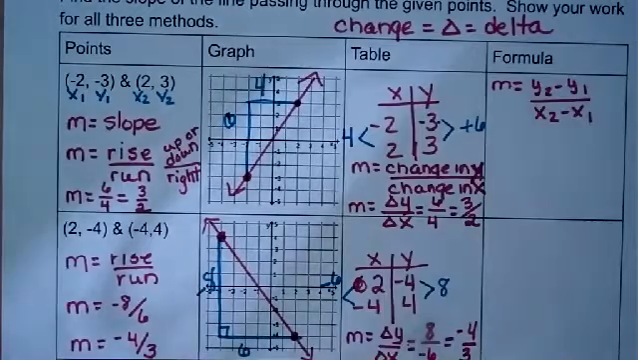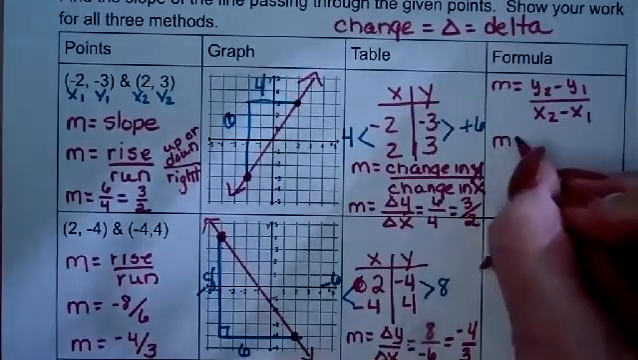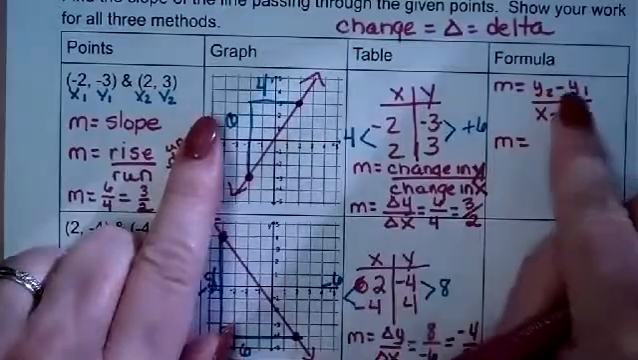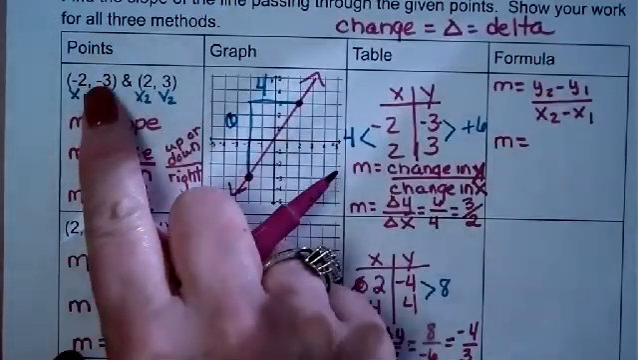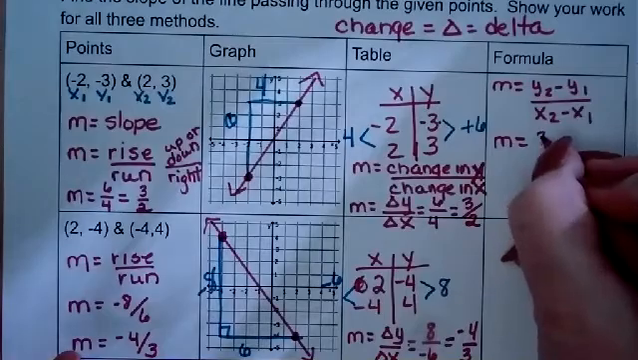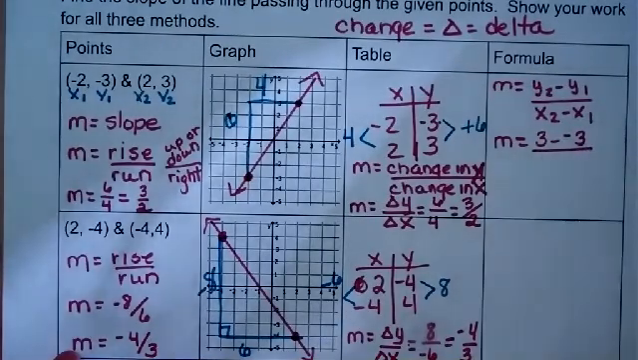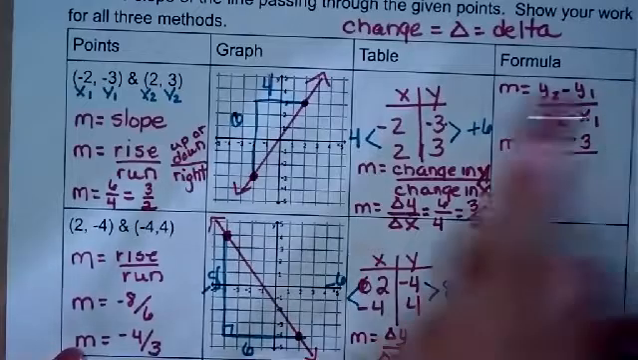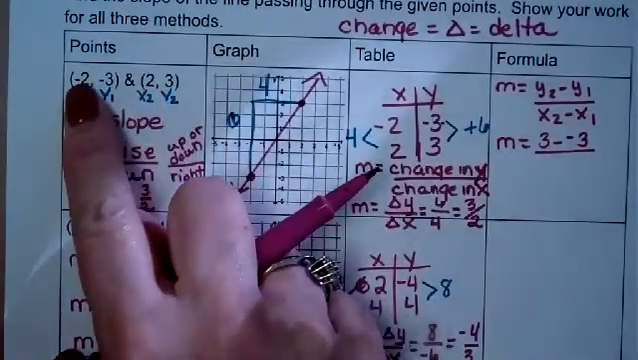Now be careful and don't get them mixed up. That's where mistakes happen. So y sub 2 minus y sub 1, that would be 3 minus -3, over, now let's do my x's. x sub 2 minus x sub 1, that's 2 minus -2.